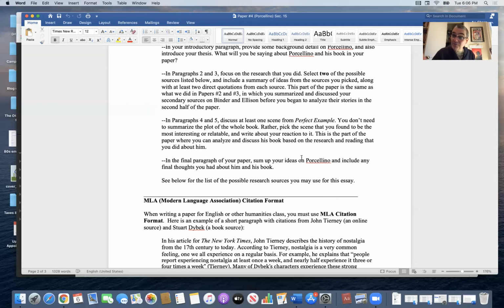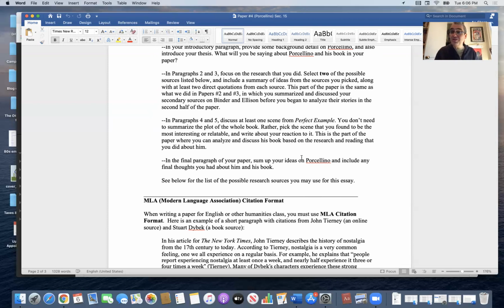And then in the second half of the paper, as we did in paper 2, as we did in paper 3, you're going to then analyze, talk about at least one scene from the book that you thought was interesting. You don't need to summarize the whole plot of the book. You don't need to put in other people's opinions. In the second half, I want to know what you thought about it.